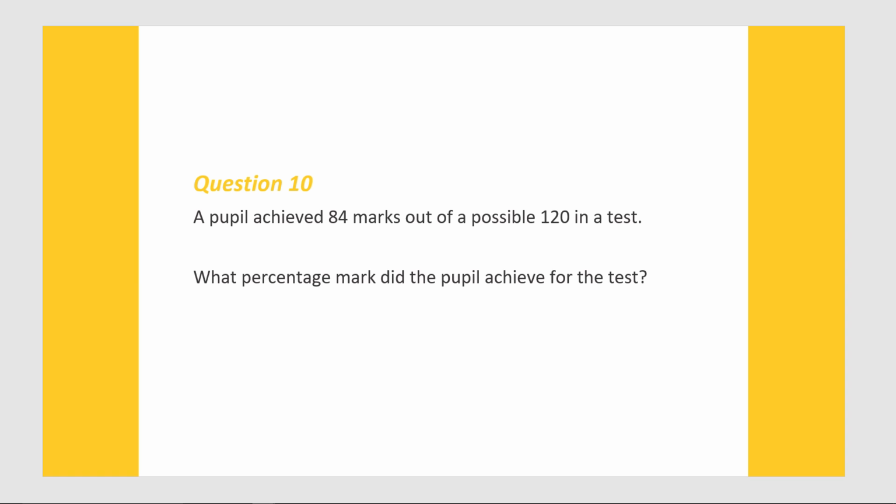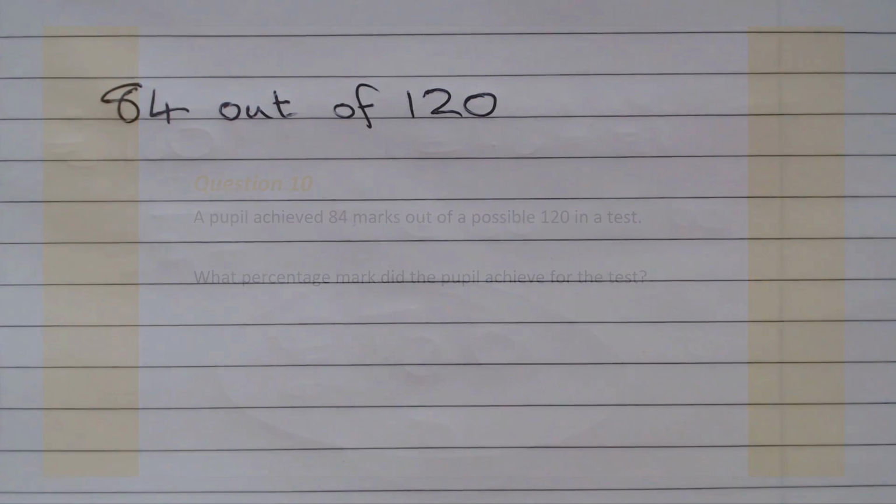A pupil achieved 84 marks out of a possible 120 in a test. What percentage mark did the pupil achieve for the test? In this question we are told a pupil achieved 84 marks out of a possible 120 in a test, and we are asked to find the percentage mark that the pupil achieved.